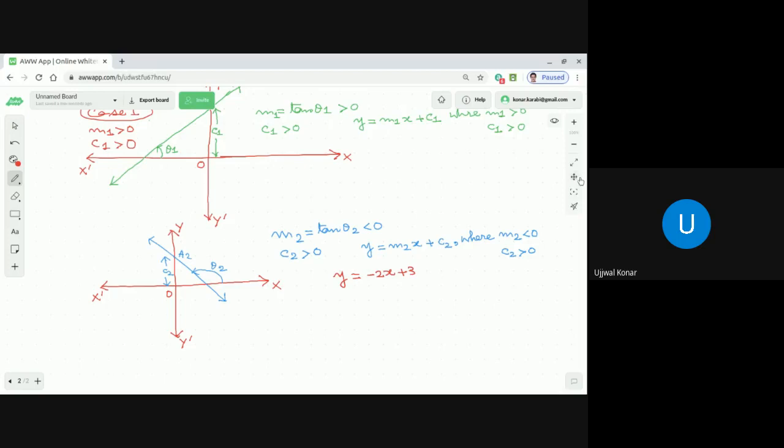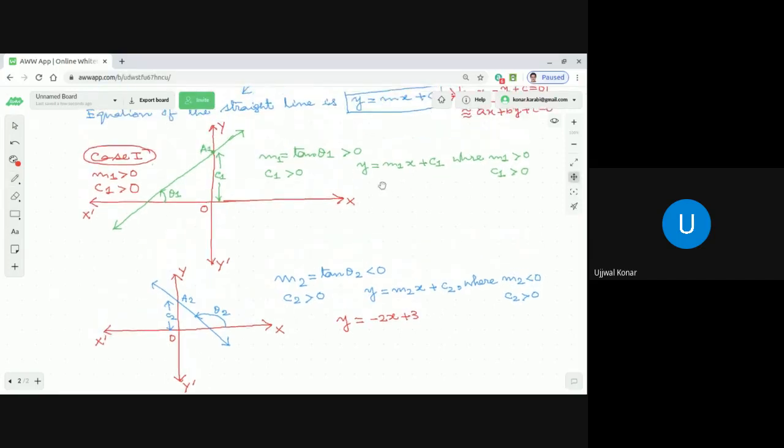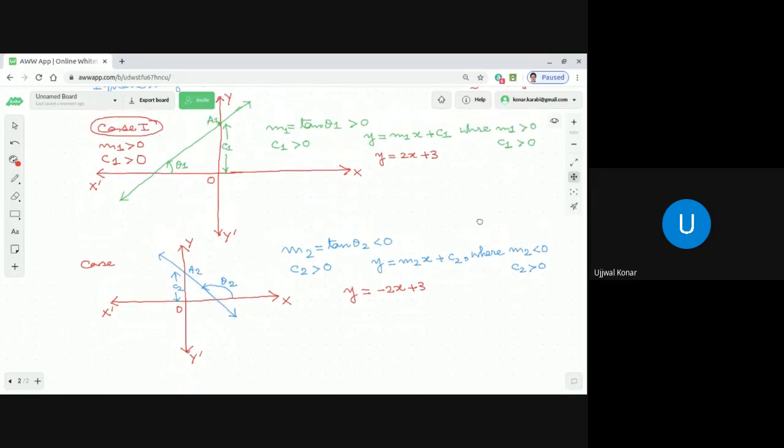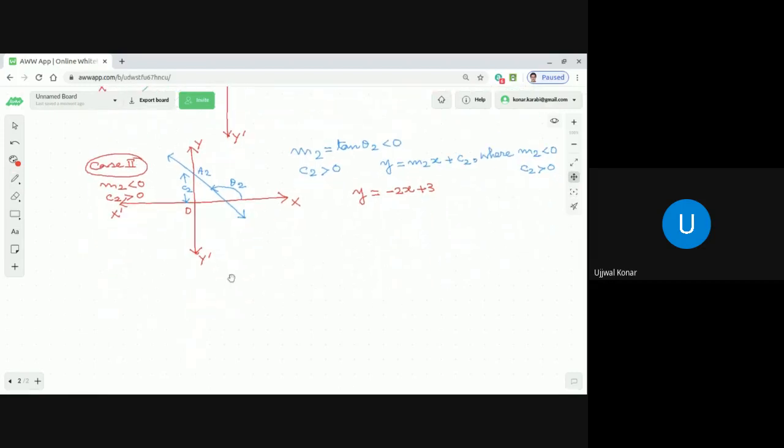In the previous one, that is case 1, where both m and c are positive, a proper example is y is equal to 2x plus 3. You see, m is 2 here and c is 3. Both are positive. In the second case, dear students, let me write it down. Here it is case 2. In this case, m2 is less than 0, but C2 is greater than 0. So you can visualize this kind of straight line.